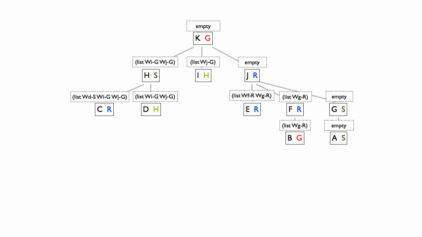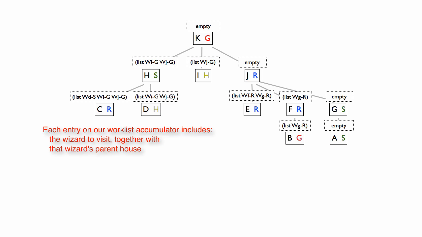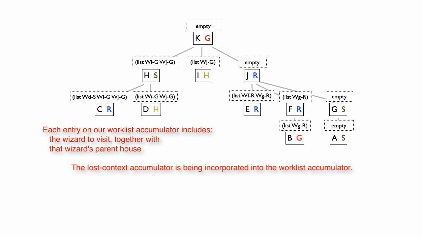So this is really our picture of what the accumulator progression has to be. There's going to be a work list accumulator, but the work list accumulator is going to have this sort of compound information in it, where each entry on the work list is both a wizard to visit and what its parent house is. So in some sense, what's happening is the lost context accumulator is disappearing inside of the work list accumulator, because the context depends on when we added the entry to the work list.